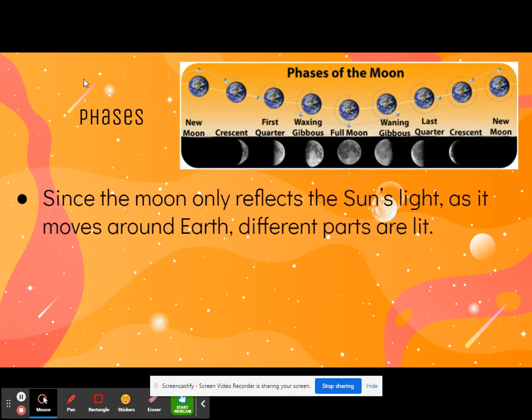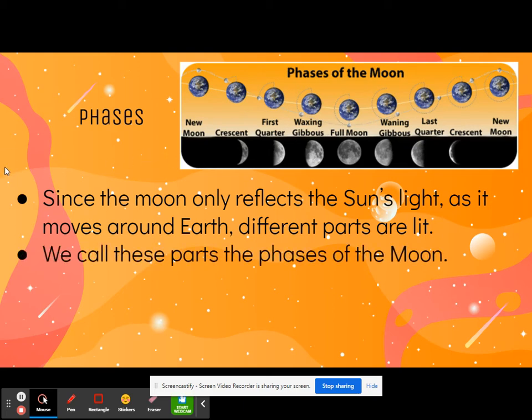Oh, yeah, I forgot. Remember, the moon only reflects sunlight. So as it moves around our planet, we see a little bit of it or none of it or all of it. All right. And remember, we really only ever see how much of the moon? Half. Even when it's a full moon like this, we are only seeing half of it, right? Because we can't see the back. We never see the back. All right. So we call these parts that we see phases.